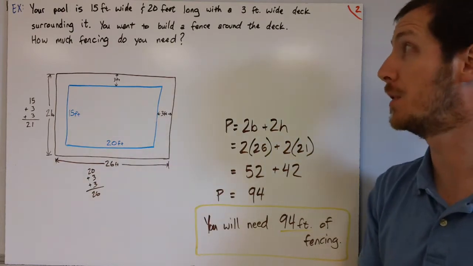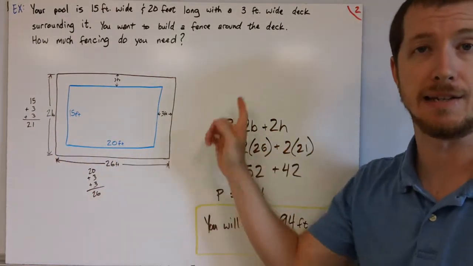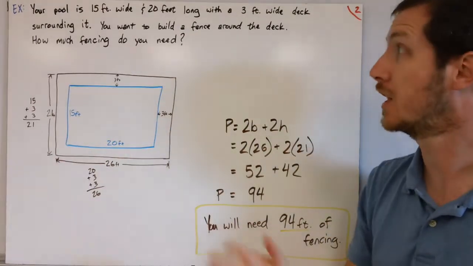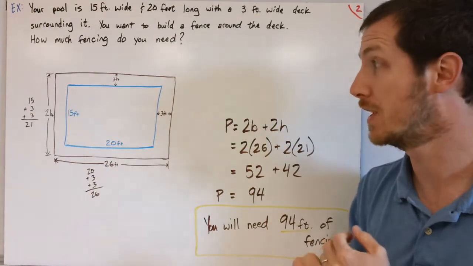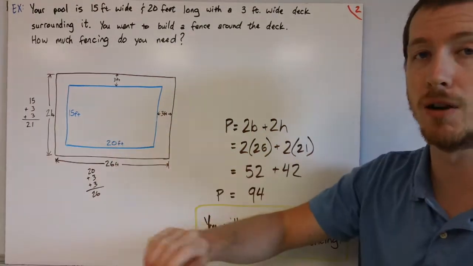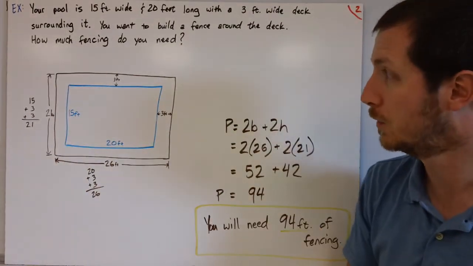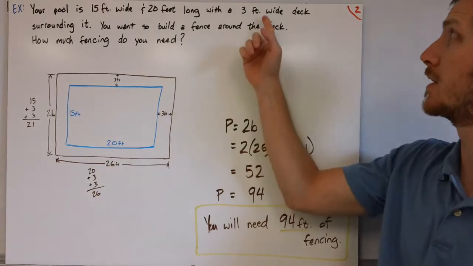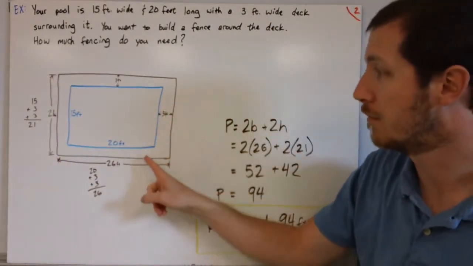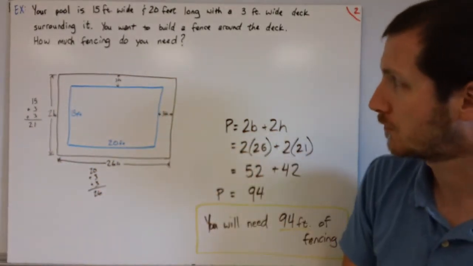So we want to know how much fencing we need. Now remember, the fencing goes around that deck. So this is a perimeter problem. We're not really concerned with the area of the pool or the deck. We're just concerned with the perimeter. So start off with a good diagram. In blue here, we've got our pool. It's a 15 by 20 foot pool. The problem tells us we've got a 3-foot wide deck surrounding the pool. So in brown, we've got the outline of a 3-foot wide deck.